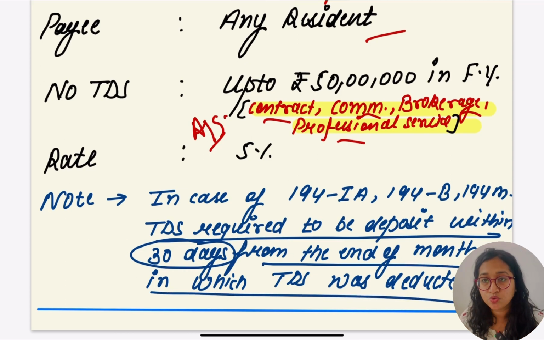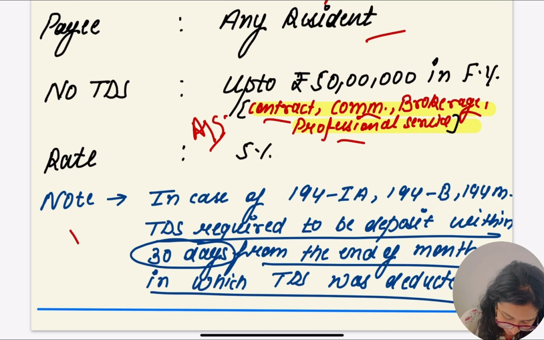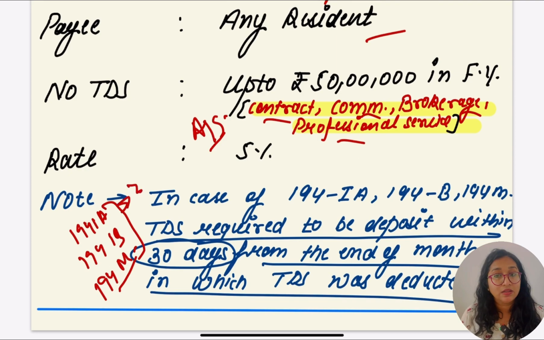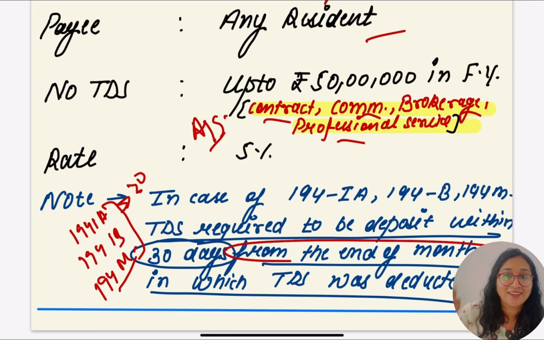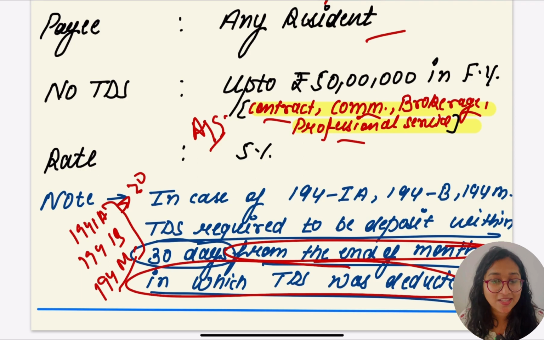What usually happens is that we have to deposit the TDS amount deducted within 7 days from the end of the month in which TDS was actually deducted. But in these three cases, under section 194IA, 194IB and 194M, we have time up to 30 days from the end of the month in which TDS was deducted. So it's not 7, it's 30.